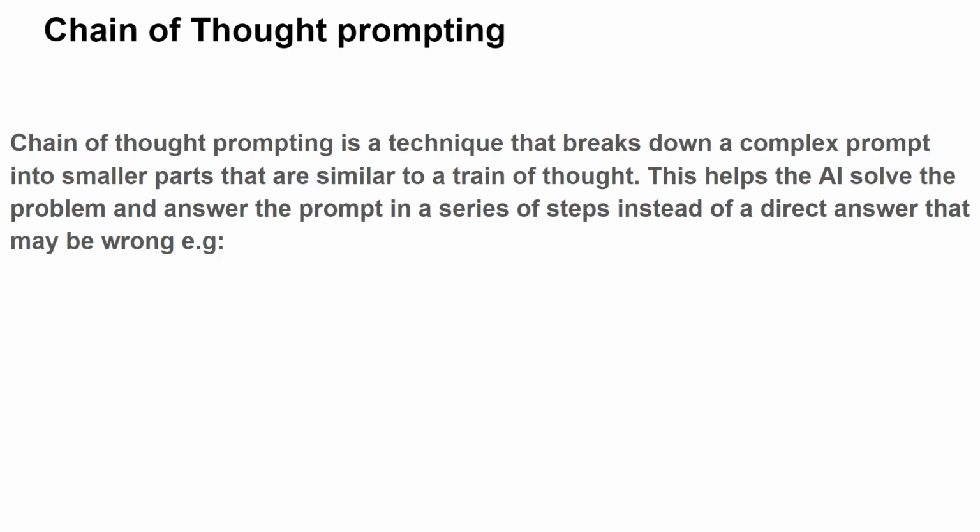There are multiple techniques to prompting. This is one of them, which is known as chain of thought prompting. Chain of thought prompting is a technique that breaks down the complex prompt into smaller parts that are similar to a train of thought. This helps the AI to solve the problem and answer the prompt in a series of steps instead of delivering a direct answer that may be wrong.